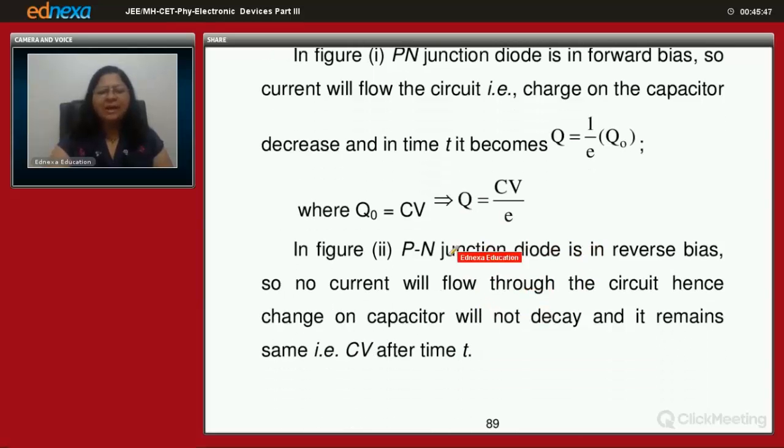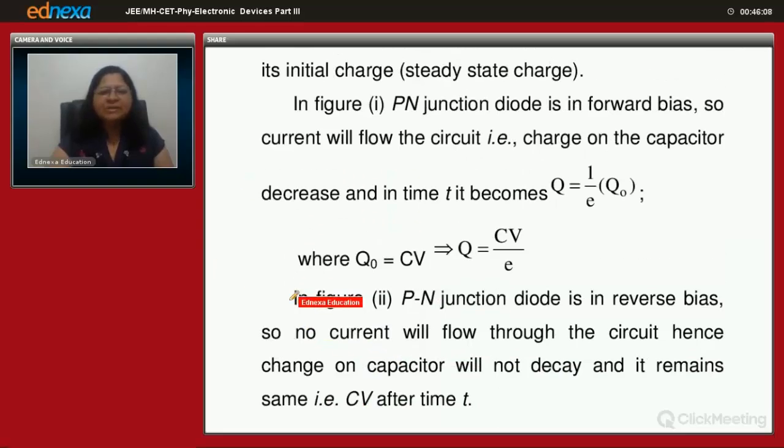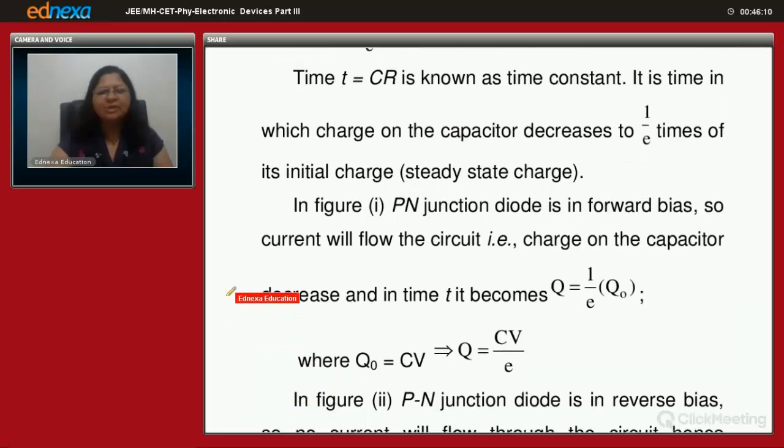In the second diagram, the PN junction diode was in reverse bias. Now in this case, no current is going to flow through the circuit and hence the charge on the capacitor is not going to decrease or decay, and therefore even after the RC time constant, the charge is going to remain the same, that is CV. So this is one new thing that has been introduced.